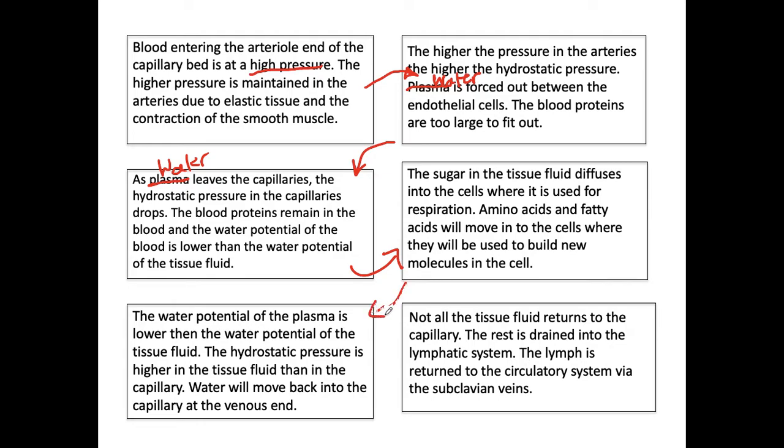The water potential of the plasma is lower than the water potential of the tissue fluid. The hydrostatic pressure is higher in the tissue fluid because we've lost water from the blood capillaries. So water starts to move back in at the venous end. And then finally, not all the tissue fluid is actually returned to the circulatory system, straight back to the capillaries. The rest is drained into the lymphatic system, and lymph eventually travels around the lymphatic system in the lymph vessels, and it's returned to the circulatory system via the subclavian veins.